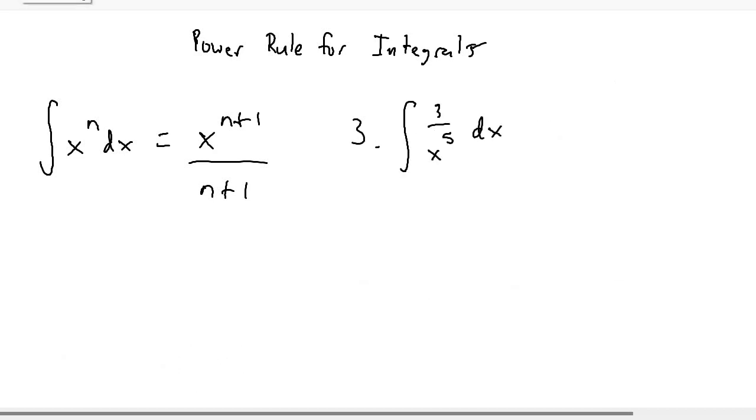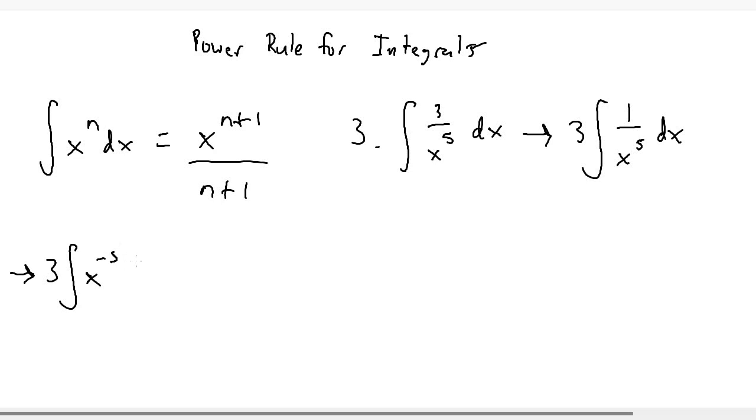Now let's take a look at the integral of 3 over x to the 5th dx. So like the previous problem, 3 is a constant, so we can take that outside the integral. So we get 3 times the integral of 1 over x to the 5th dx. And in order to use the power rule, we have to make sure the power is in the numerator. So we can change that to a negative power, and we say 3 times the integral of x to the negative 5th dx.